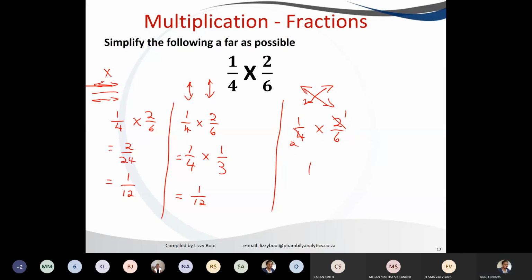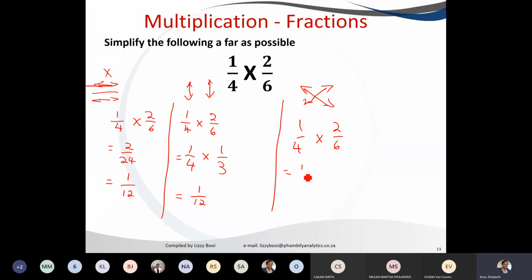2 times 6 is 12. Even though I would have followed the same process that I've done with the rest. Let's go back. 1 over 4 multiply by 2 over 6. 1 and 6, we can't do much with it. 2 and 4, we can do something with it.